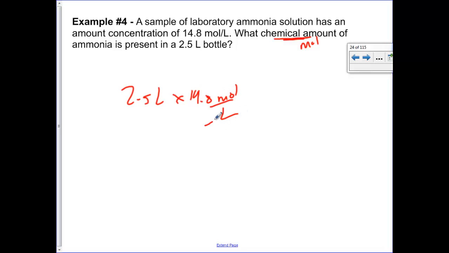I'm hoping that you can see how this works. See how that liter on the bottom will cancel with that liter right there? It's kind of like saying that you worked for 12 hours and you got paid $15 per hour. Does that make sense, that analogy? So 2.5 times 14.8. I got 37 right on the dot.